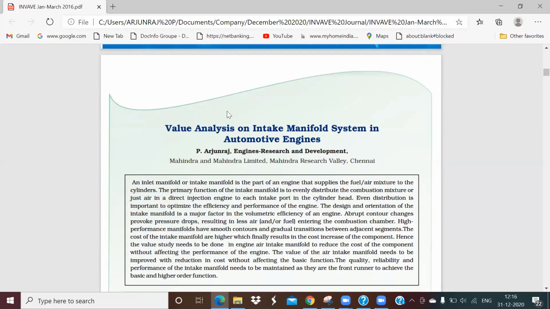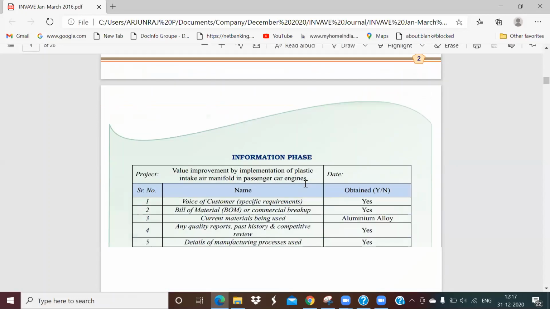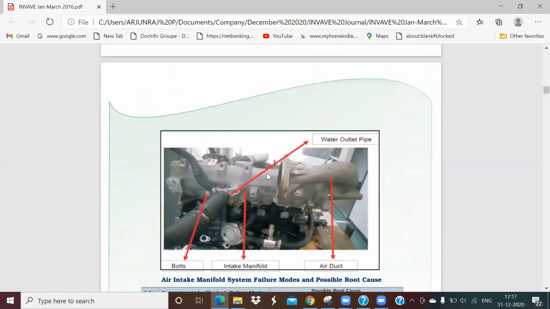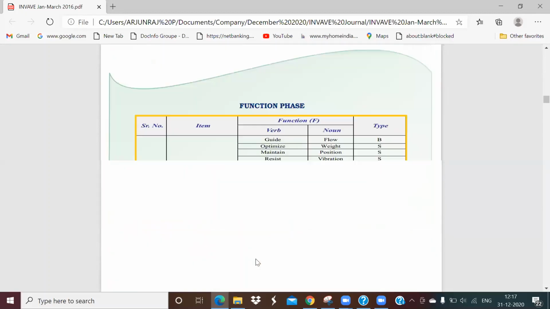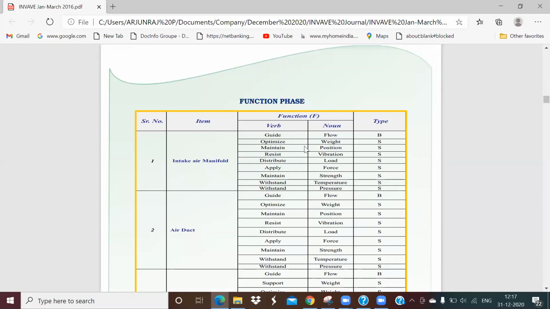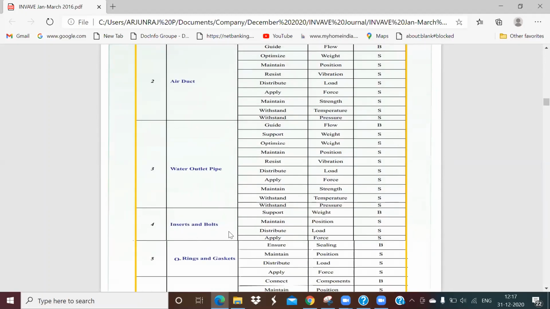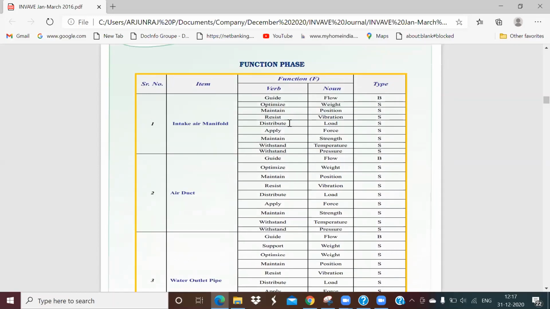Another one is the value analysis of the intake manifold in an engine. All the steps are being followed. This is the current material, made of aluminum. This is the air duct where the air enters into the engine. I analyzed all the functions: intake manifold, air duct, water outlet pipe, insert. You have to take everything, even the bolts, gaskets, welding joints, everything. These are the integral functions.